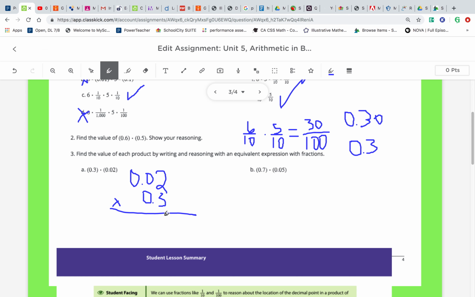Here's all you're going to have to do. 3 times 2 is 6. The rest is going to be zeros all the way through. There's no reason to write all those zeros because what we have to do now is look at the decimal point and account for how many numbers are behind a decimal point. On the top we have 1, 2, and then down here there's a third number that is to the right or behind the decimal point.